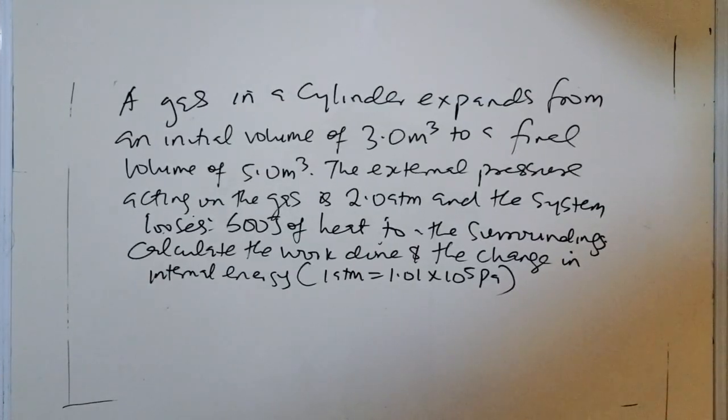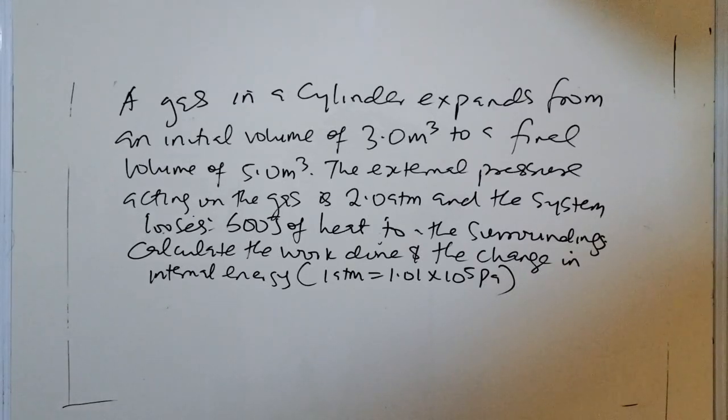So take another problem on the board that says a gas in a cylinder expands from an initial volume of 3.0 meter cube to a final volume of 5.0 meter cube. The external pressure acting on the gas is 2.0 atmosphere and the system loses 600 joules of heat to the surroundings. Calculate the work done and the change in internal energy. In bracket, 1 atmosphere is equal to 1.01 times power 5 pascals.